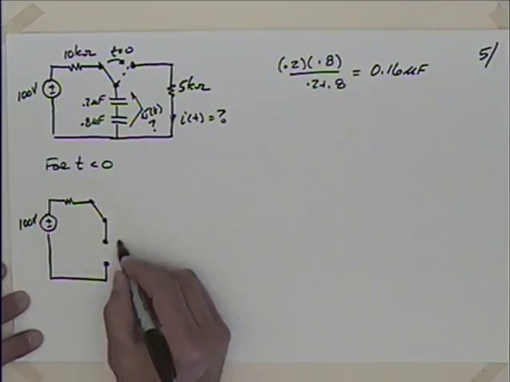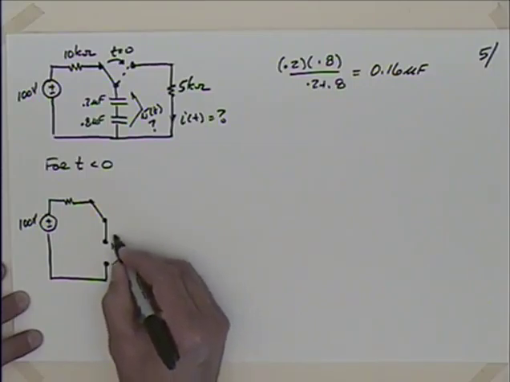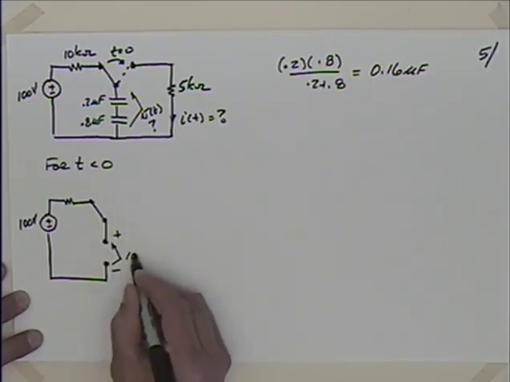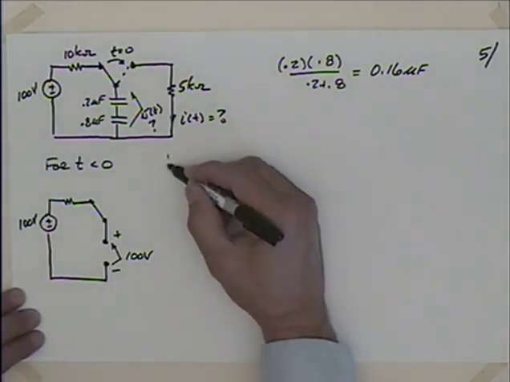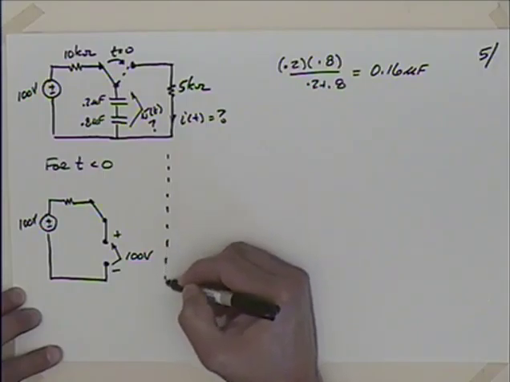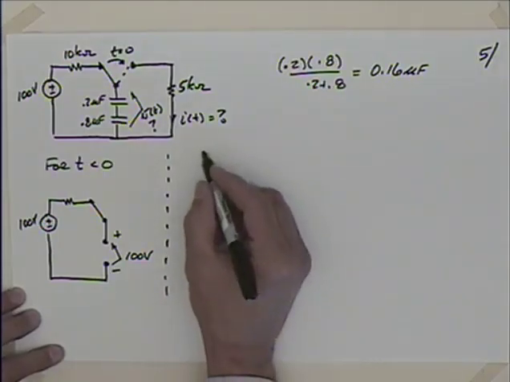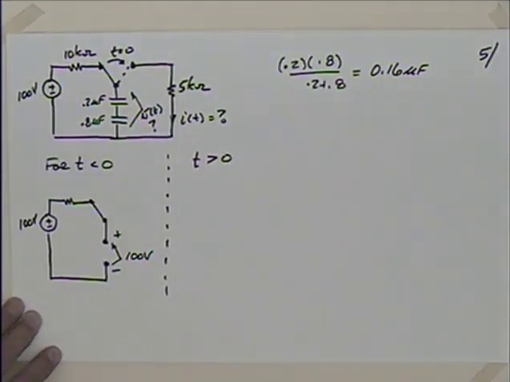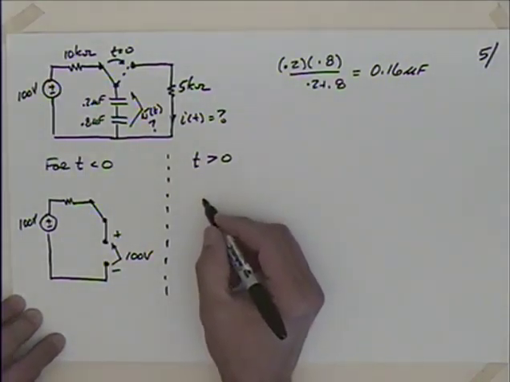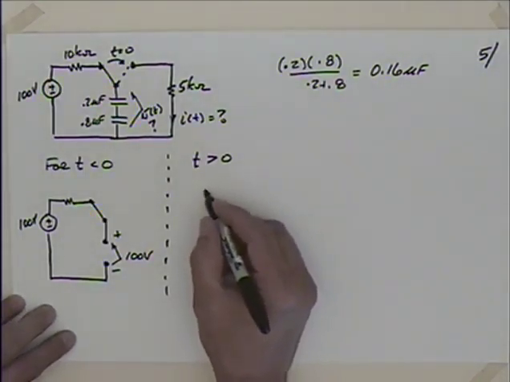So with that, I'll get this voltage across here. I'll say it's positive there and negative there. That's going to be 100 volts, isn't it? So we'll need that, and we'll need to observe that polarity. And then what we can do is we'll move the switch. So now t is greater than 0, and we can do this a couple different ways. We can do it in the time domain.